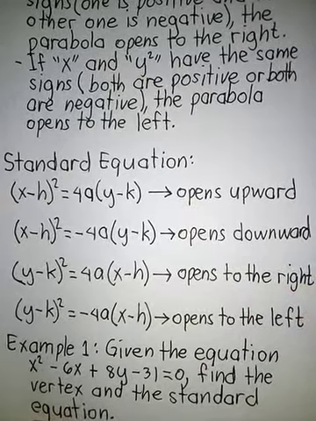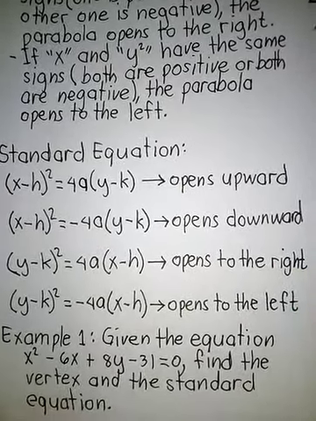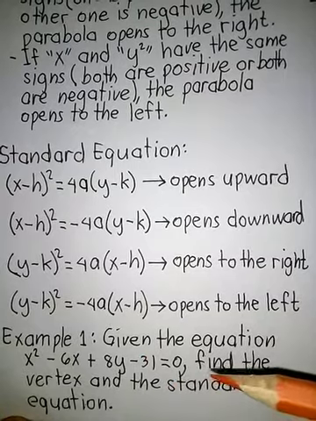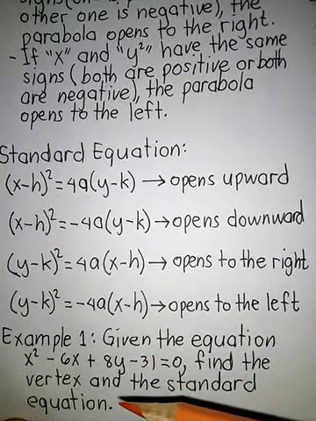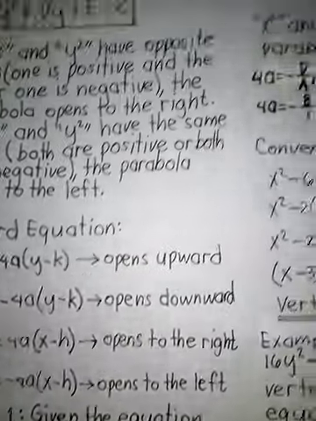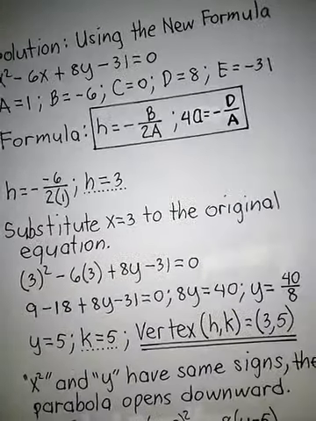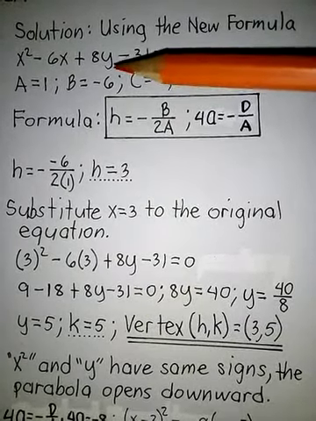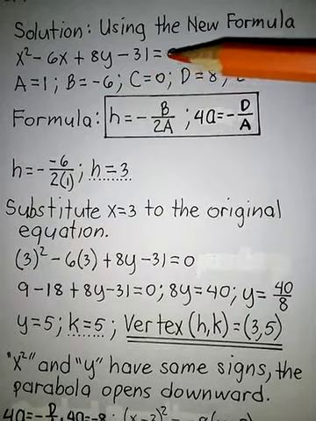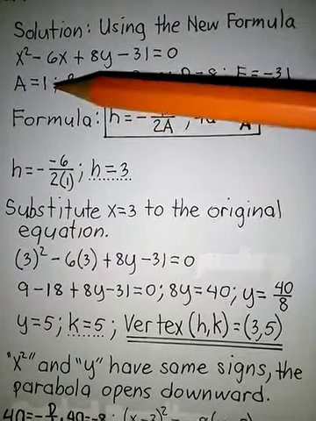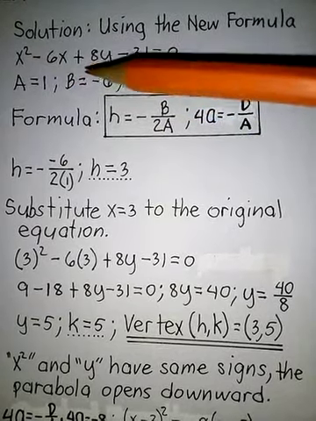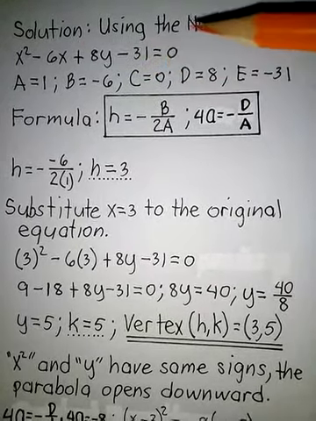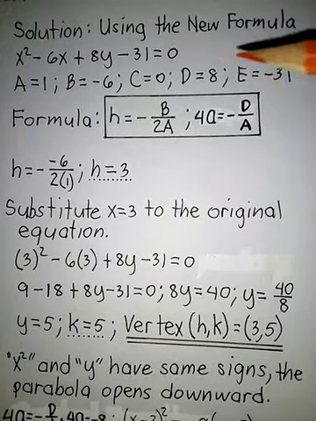So, let's have the example. Given the equation x squared minus 6x plus 8y minus 31 is equal to 0, find the vertex and the standard equation. Using the new formulas that we have, x squared minus 6x plus 8y minus 31 is equal to 0. Our a, or the coefficient of x squared, is 1, our b is negative 6, c is 0, d is 8, and the constant e is negative 31.